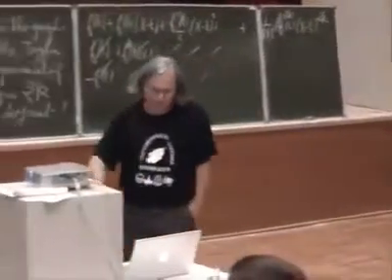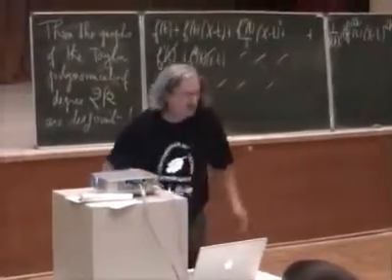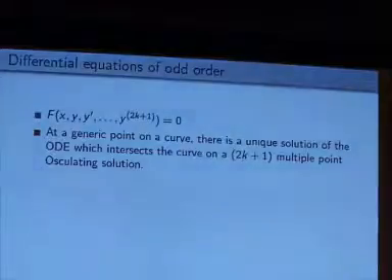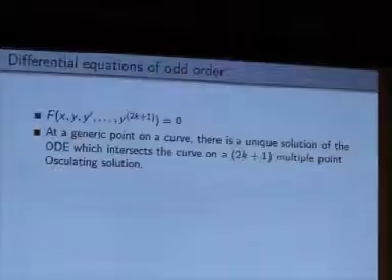The same thing is true. Is it true for a general differential equation, or only for a differential equation of the form y to the 2k plus 1 equals something? It must be expressed explicitly. Yeah, you are completely right. If it's not explicit, I may be wrong. But let me say something for the full talk.